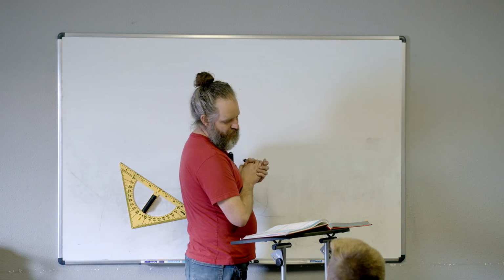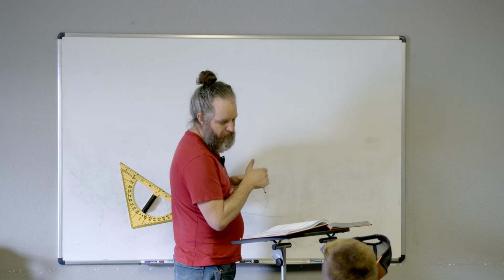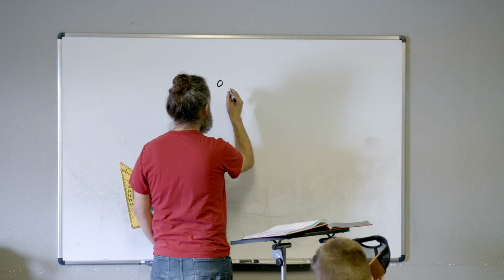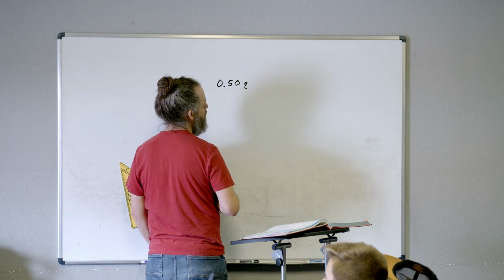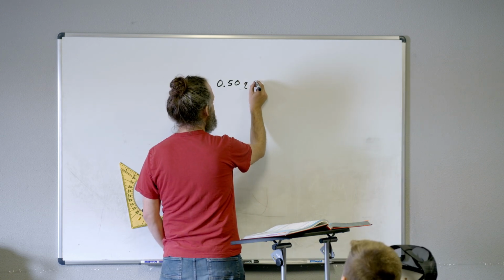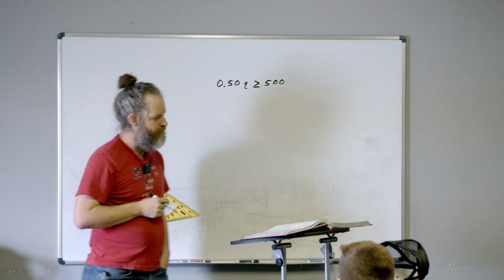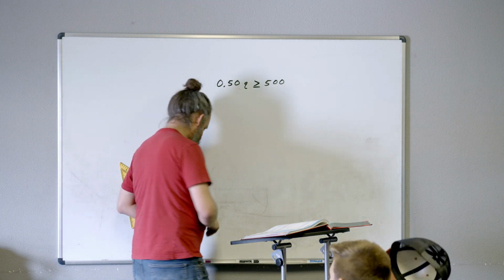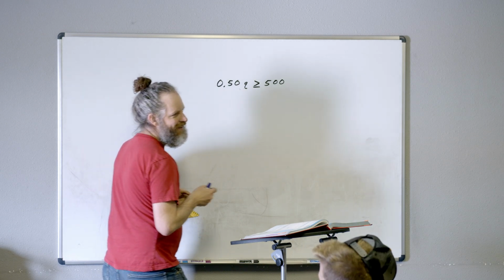Anyway, let's see with math. So 50 cents for every quarter of a mile walked. How many miles do they need to walk? So 50 cents times the number of quarter miles. And they want to earn how much? $500? We want that to be greater than or equal to $500, right? That's easy money so far. Now what? Divide by 0.5.